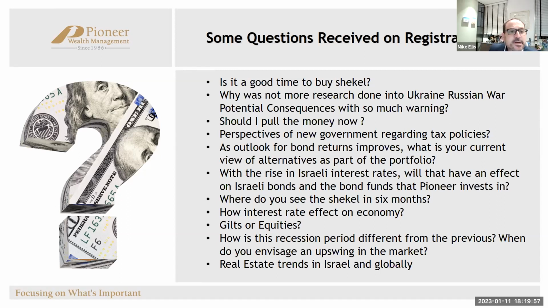Gilts or equities? Gilts are UK government bonds. This is obviously coming from someone who has a sterling portfolio. I would not be buying gilts right now. I think the UK is going to have a bigger problem controlling inflation than the US did. I'm a little bit worried about the UK, so I would not be buying UK government bonds, particularly long ones. You can buy a one-year gilt if you can. If you've got the stomach for it, I prefer equities over gilts, but it's very much a risk-based question.